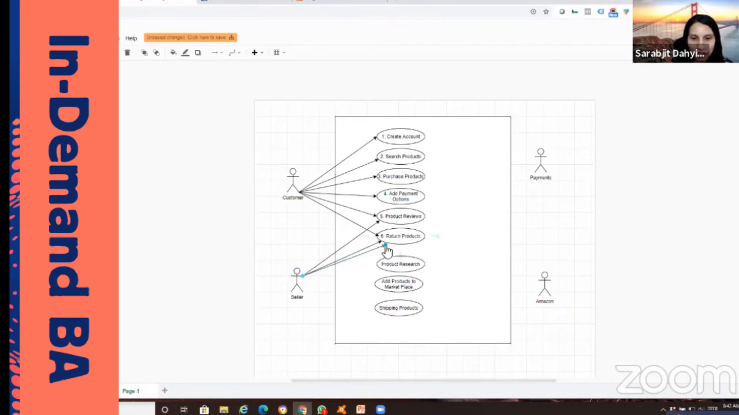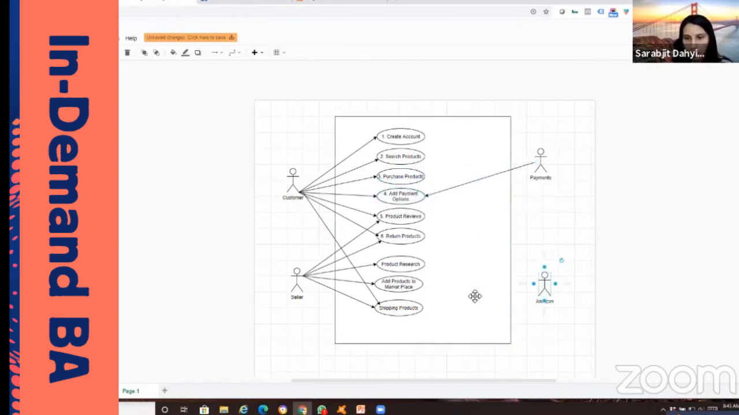Okay, so our sellers are going to be primarily concerned with product research and adding products to the marketplace. They're also going to be concerned with shipping products. But our customers also need to get notifications. How many of you get notifications when things are getting shipped out? So that's also a requirement for our customer. Is this all good? And then on this end side for payments, we'll just be concerned with payments here.